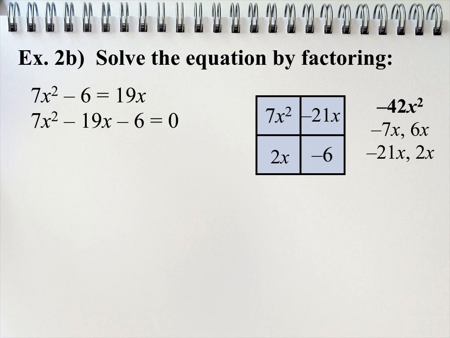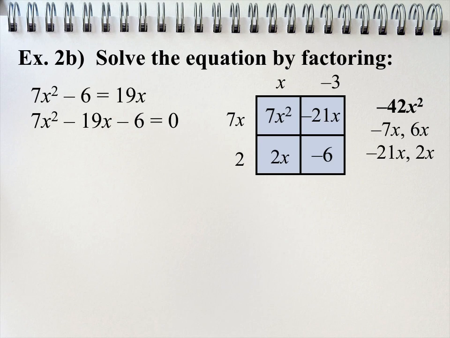Now we look at our box and we think, what can I factor out of the top row? Let's factor out a 7x. Always try to factor out a positive from the top row. And then above 7x squared must go x, right, in order for those two to multiply together to equal 7x squared. And then we fill out the rest of the box. 7x times -3 is -21x. And x times 2 is 2x.